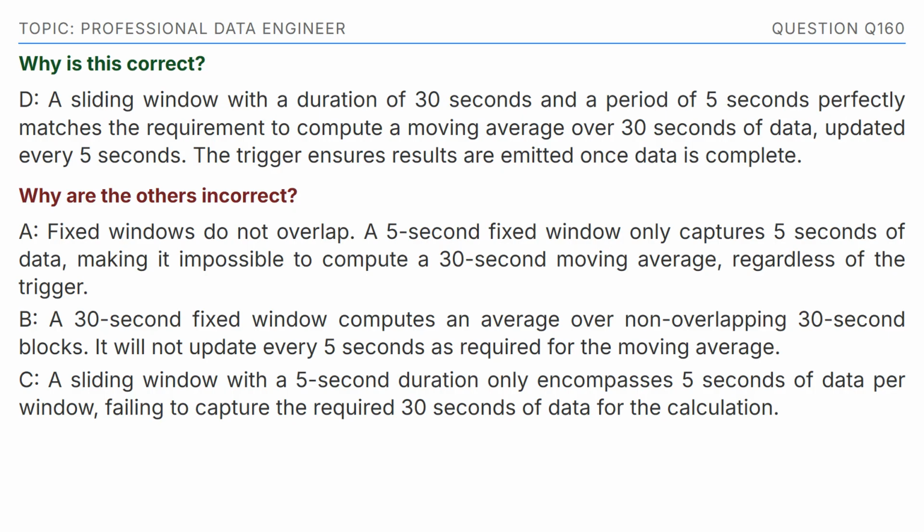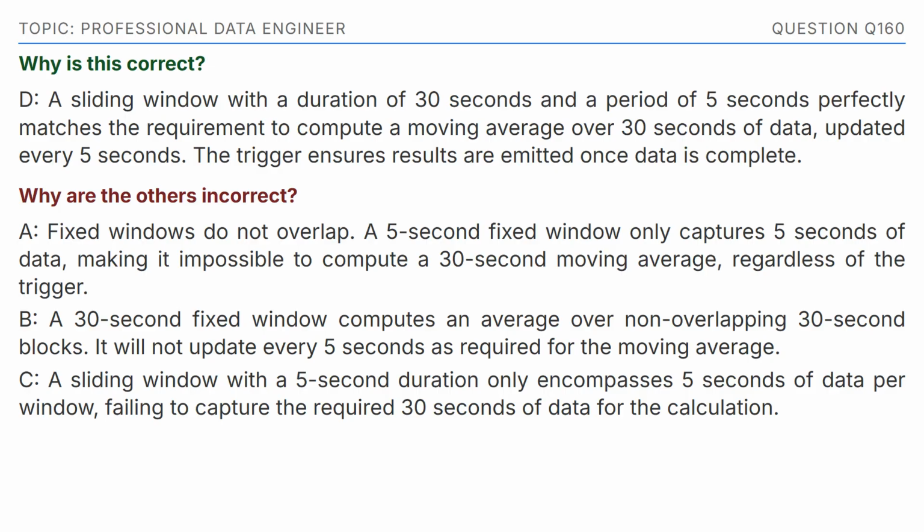D. A sliding window with a duration of 30 seconds and a period of 5 seconds perfectly matches the requirement to compute a moving average over 30 seconds of data, updated every 5 seconds. The trigger ensures results are emitted once data is complete. Why are the others incorrect?